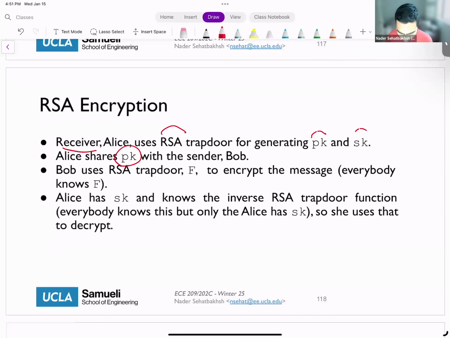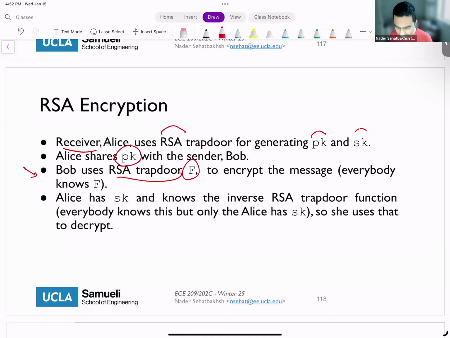And then Bob is going to take the RSA trapdoor function F. They're going to encrypt the message and send it to Alice. At this point, F is a known function. PK is also known. The only thing that is not known is the message that only Bob knows, okay?